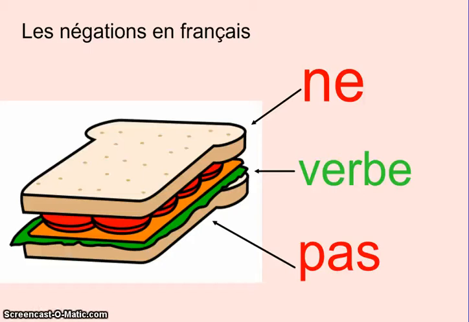Les négations en français. In class, we have learned the very most basic way to make sentences negative in French, with ne and pas going around the conjugated verb. I've used the example of a sandwich before because we have to layer in everything in a certain order, just like you would do to build a sandwich. In this example, the ne and pas are the bread, and the verb is the stuff in the middle. Let's call it peanut butter for now.